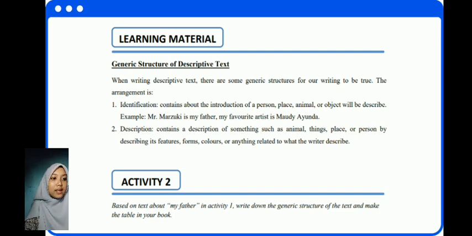Okay, for the second activity, that is based on the text My Father, from the text in activity 1. Write down the generic structure of the text and make a table in your book. So here the students must write down the generic structure of the text about my father in activity 1, and then they have to make a table of it. Okay, next.